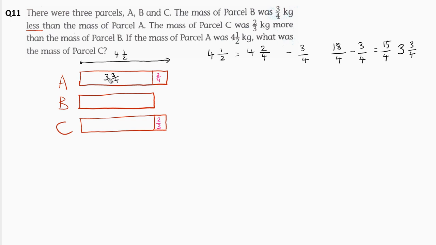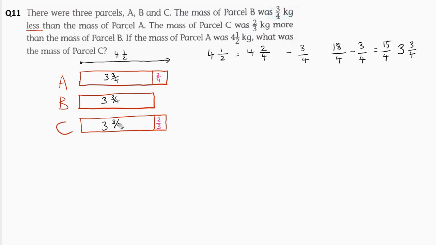And if this part is 3 3/4, this is also 3 3/4. According to the model, because we've drawn this, we know we can have confidence in it. That's also 3 3/4. So we know the mass of parcel B, that's 3 3/4 kilograms. We now want to work out the mass of parcel C. This is the actual question. So here we have 3 3/4, and we need to add 2/3.